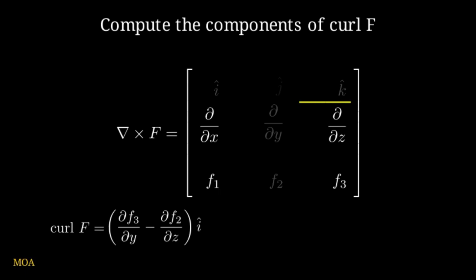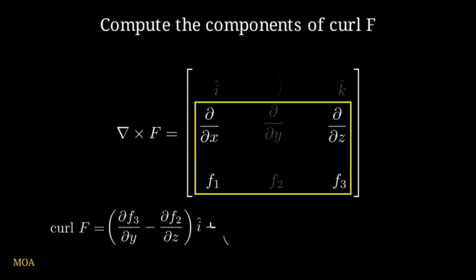Next, we hide the first row and the second column of the determinant. We take the partial derivative of f sub 3 with respect to x, minus the partial derivative of f sub 1 with respect to z. This difference is in the direction of the unit vector j, but remember, we must multiply this whole term by minus 1 to get the partial derivative of f sub 1 with respect to z minus the partial derivative of f sub 3 with respect to x.